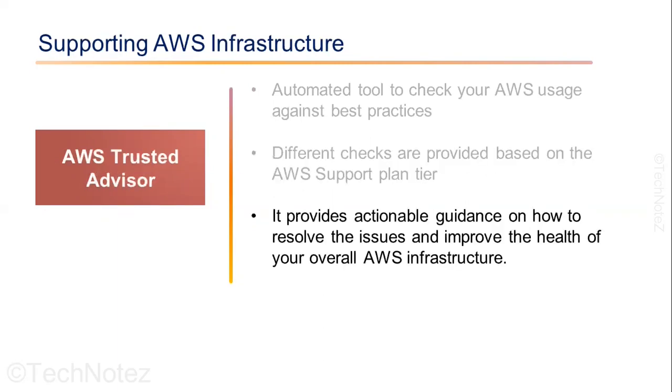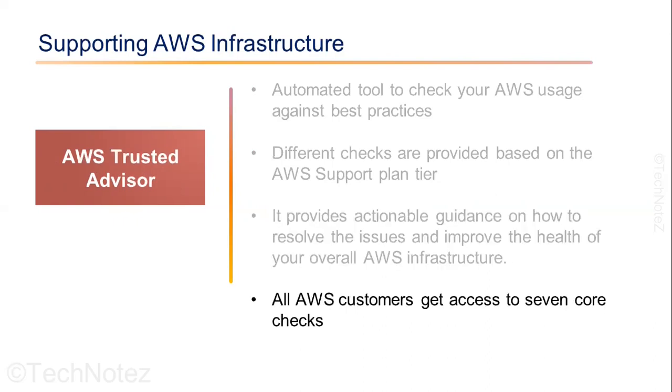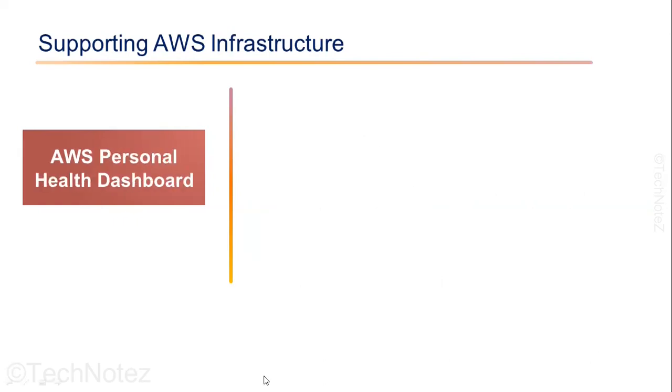It also provides actionable guidance on how to resolve the issues and improve the overall health of your AWS infrastructure. It's like having a personal advisor to check your AWS environment and give you tips to improve it. All AWS customers get access to the 7 core checks of Trusted Advisor, and it can be accessed from the AWS Management Console.